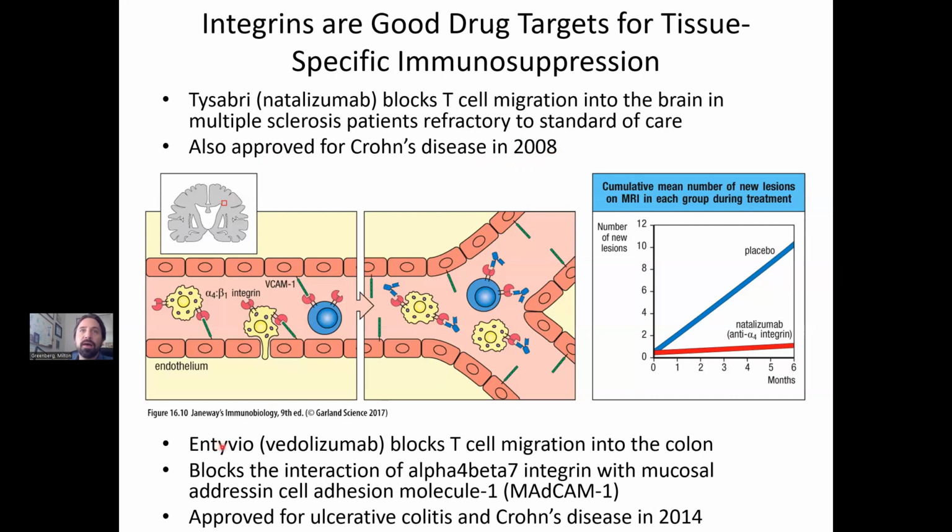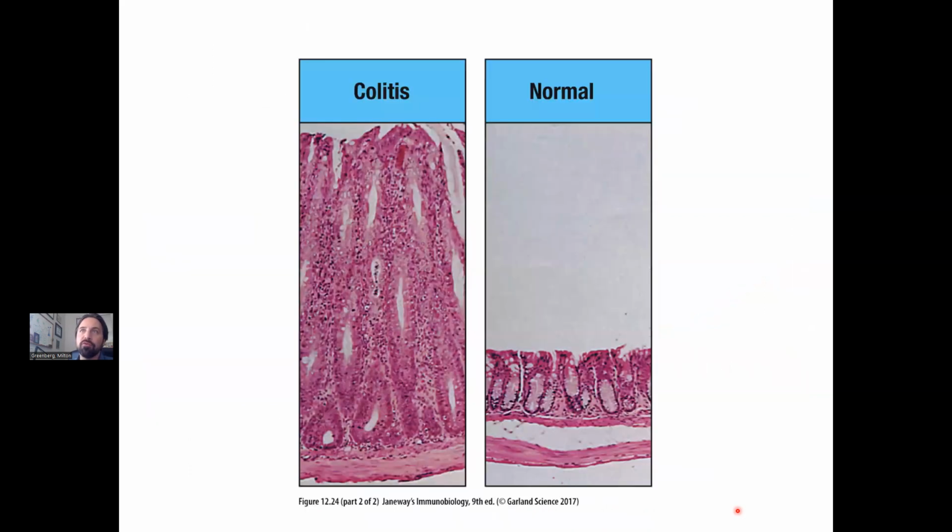Then along came immunologists, pharmacists, and gastroenterologists who worked to develop vedolizumab, which specifically blocks T cell migration into the colon. Vedolizumab inhibits the interaction of a specific integrin, alpha-4 beta-7, which is the one that binds to MAdCAM, the mucosal cell adhesion molecule. It was approved for ulcerative colitis and Crohn's disease, and is a great wonder therapy for people with these conditions. This just shows how important immune cell trafficking from the blood into the tissues is.